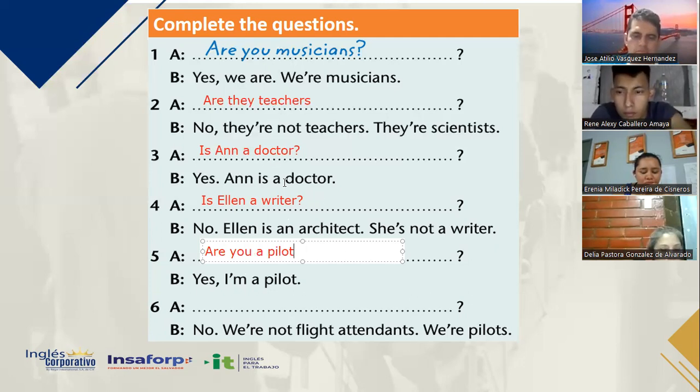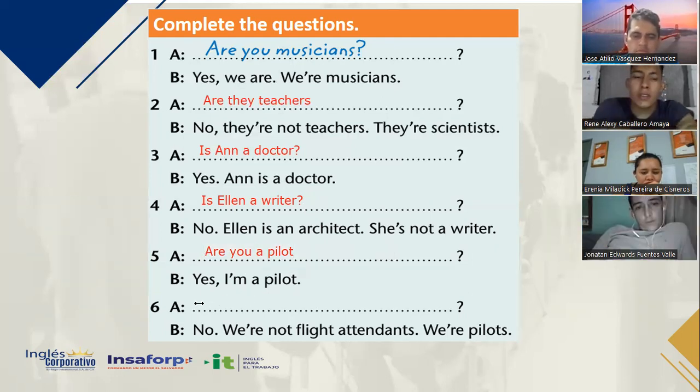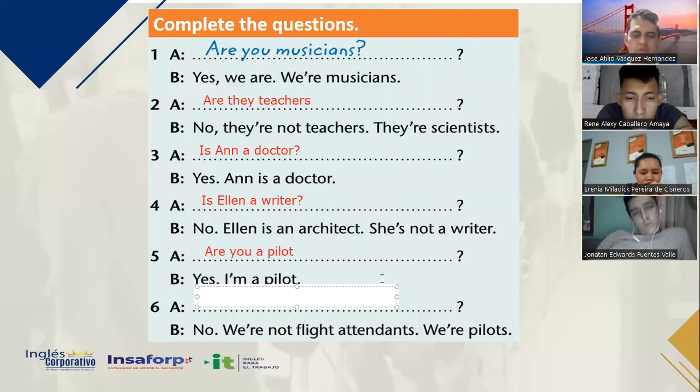Perdonen que en la 3 y en la 4 le puse símbolo de pregunta. Aquí estaba al final. Okay, muy bien. Pero sí se entiende que es una pregunta. Okay, are you a pilot? Yes, I'm a pilot. I work for Avianca. I work for Volaris. Okay. Then, question number 6, right? Jonathan. Ready, Jonathan?